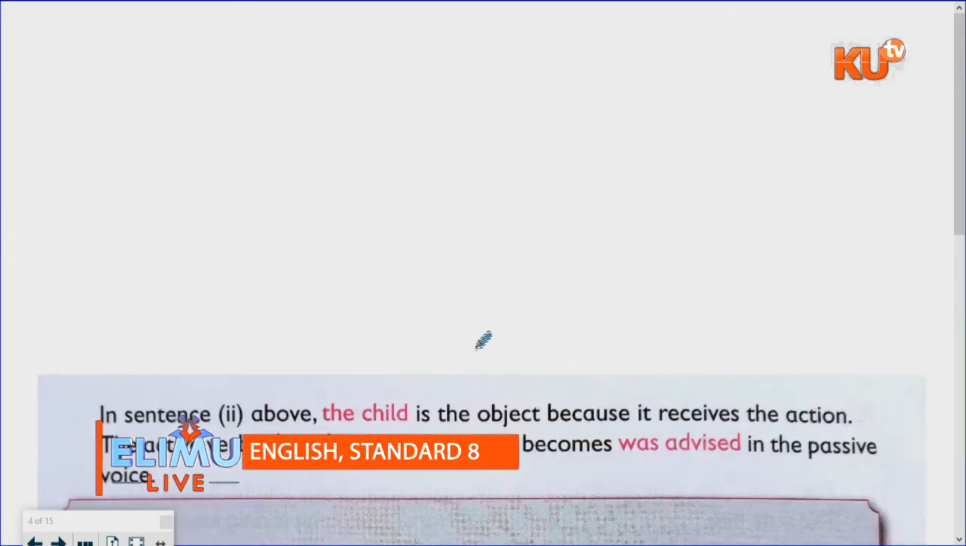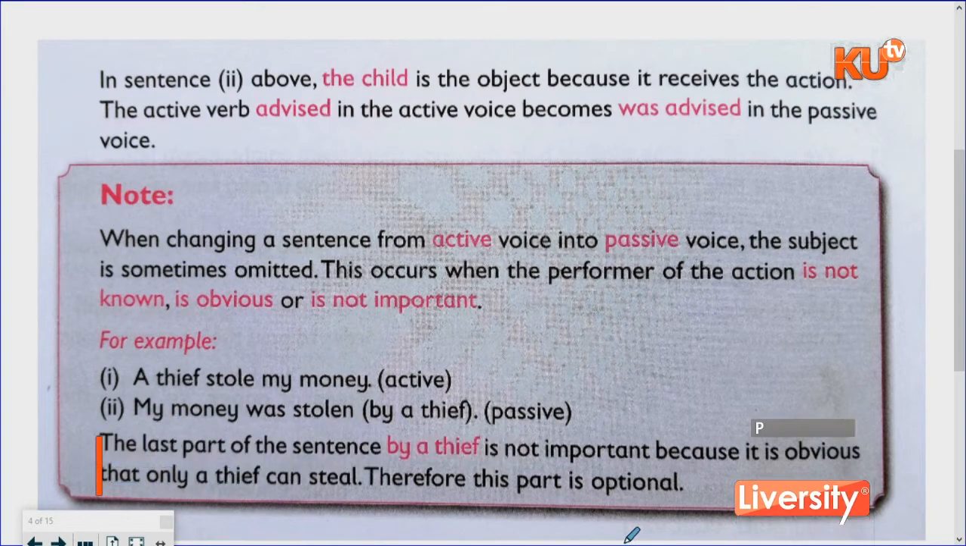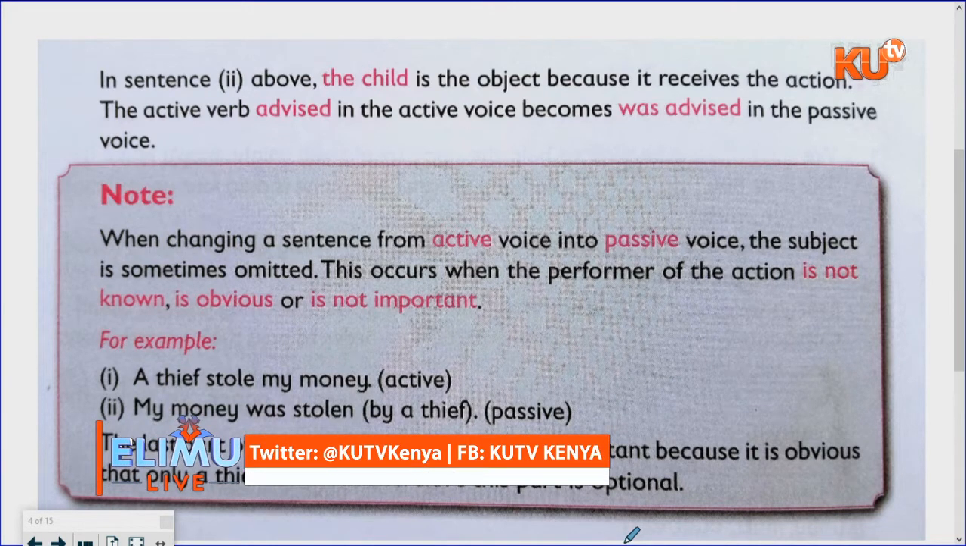Maybe we continue. Now, there are a few things here I want you to note in sentence 2 above, which was saying the child was advised by the teacher. The child is the object because it receives the action. The active verb, advised, in the active voice becomes was advised in the passive voice. Advised changes to was advised in passive.